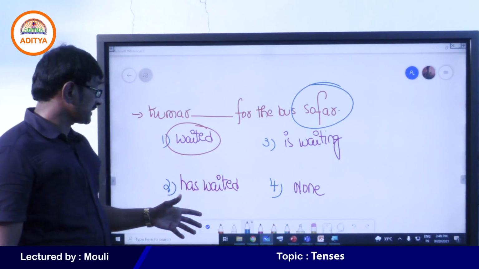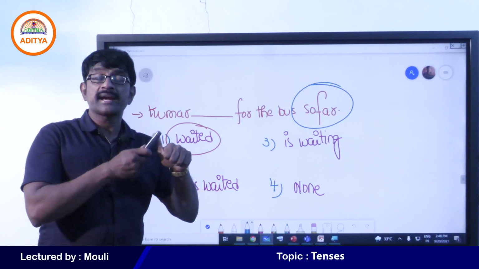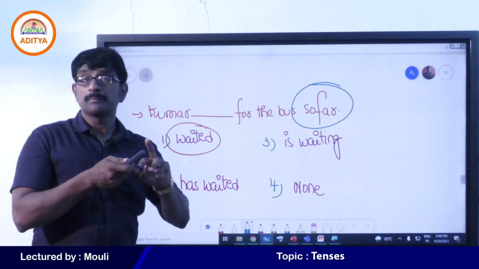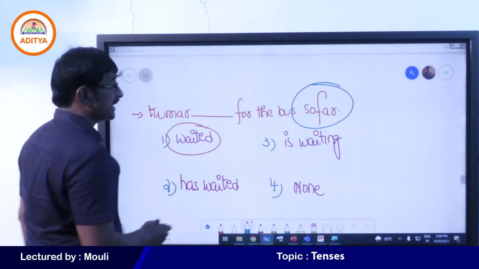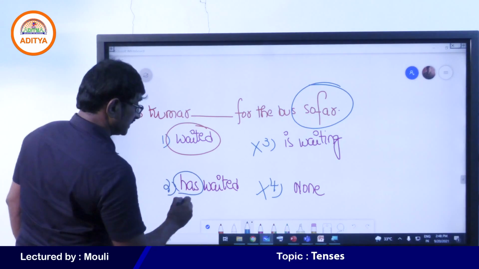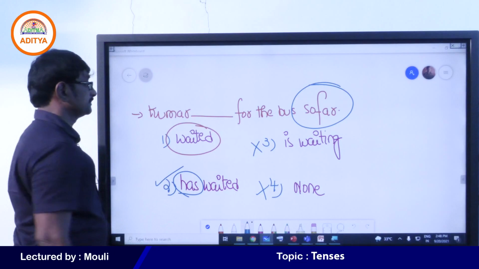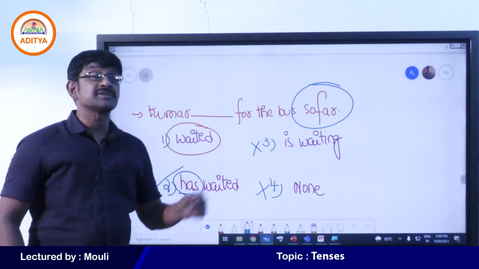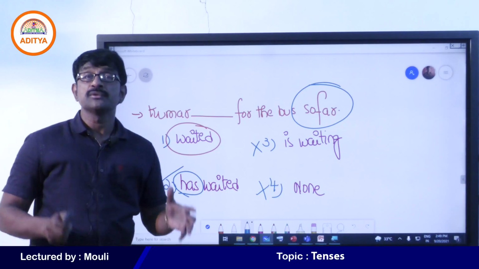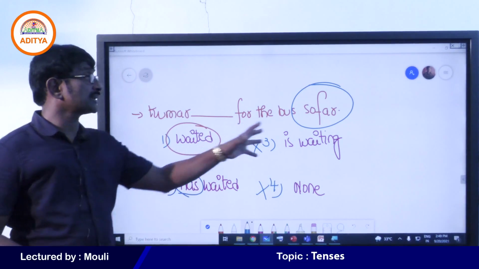So present perfect tense means have or has plus V3. Have or has plus V3. Where is have or has? There is no have or has. So here, has plus waited. Kumar has waited for the bus so far. This is the right answer.